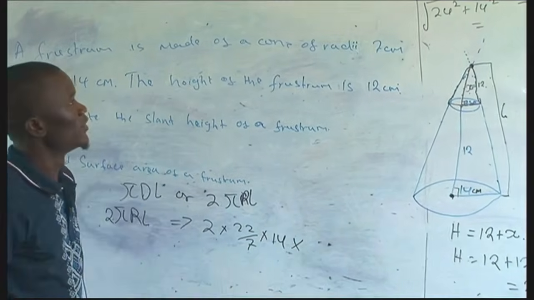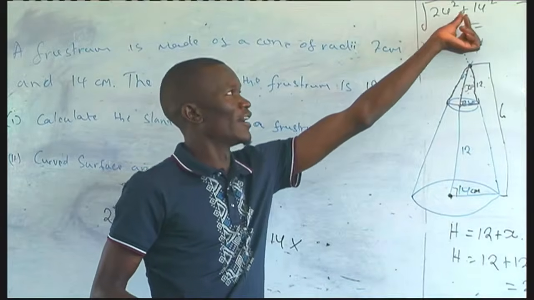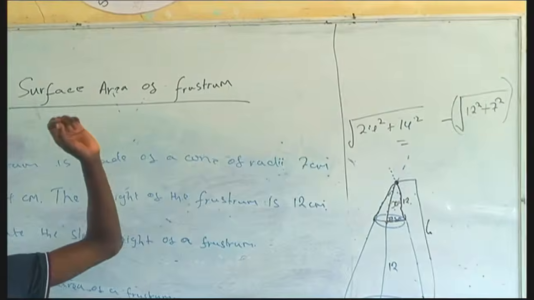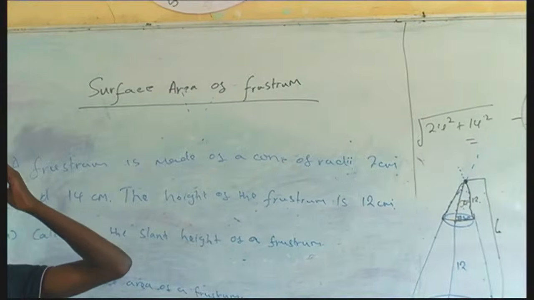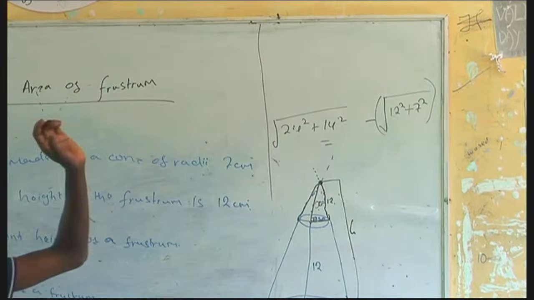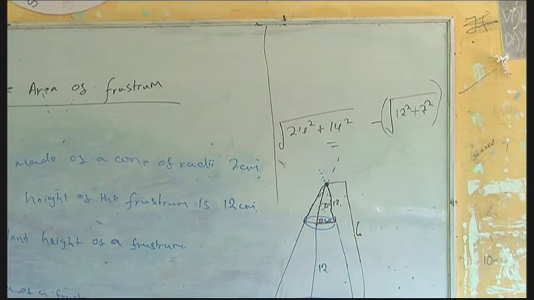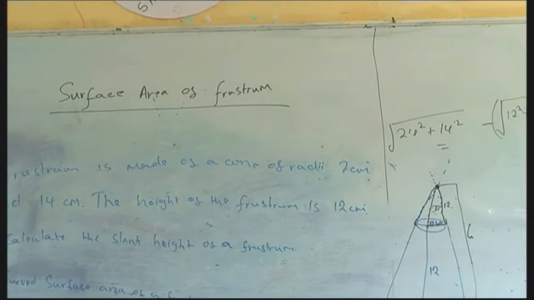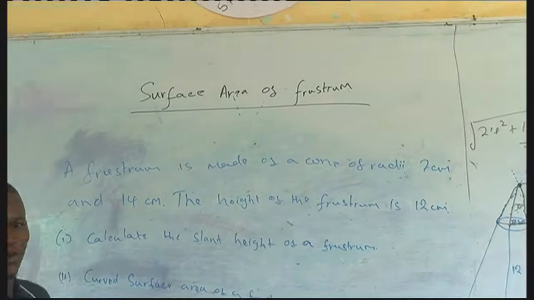14 squared meter. 14 squared plus 24 squared, square root. The answer there. In a comment you can type the answer.